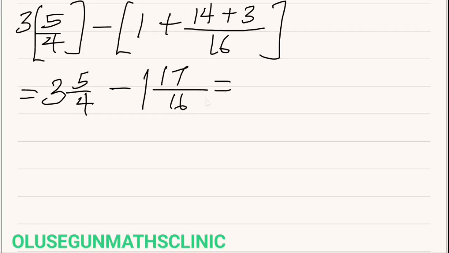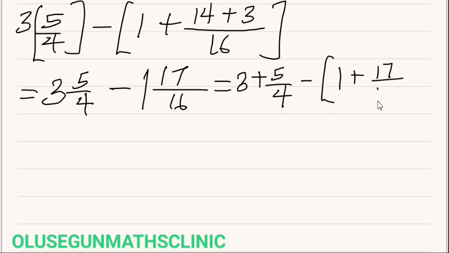So now, with this logic, let's rearrange again to have what is meaningful a bit. But before we do this, let's try to re-simplify this. Recall that this will be 3 plus 5 over 4 minus 1 plus 17 over 16.